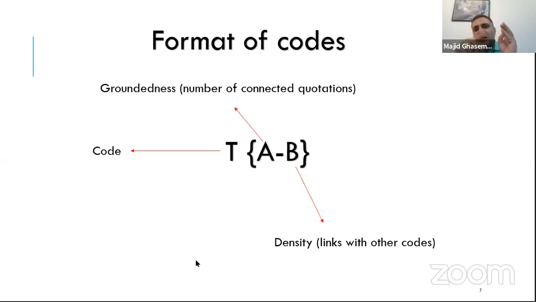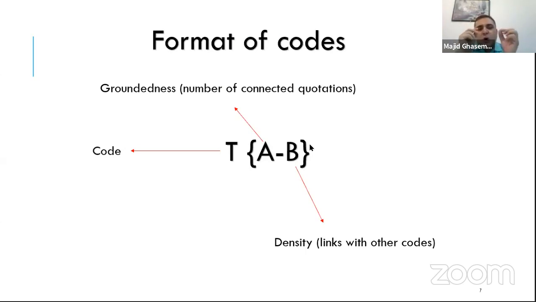Again, remember for documents, we had D1, D2, D3, etc. For quotations, we had another format, and this is the format for code. So T here refers to the code. It could be anything. A refers to the groundedness, which means how many quotations in an ATLAS.ti project have been labeled with this particular code. And density is B here. Density means to how many codes this particular code is linked.